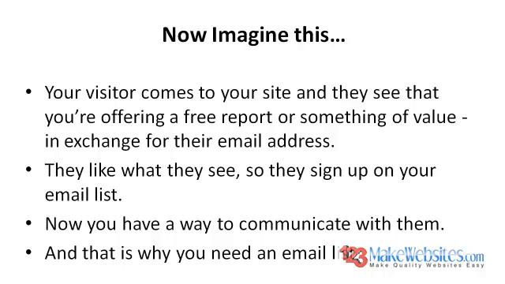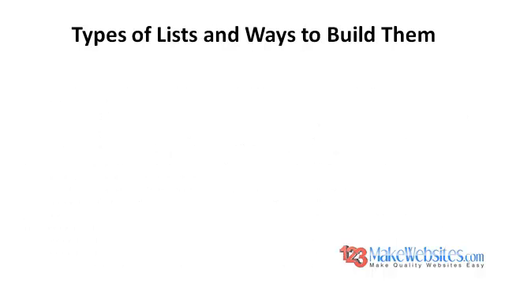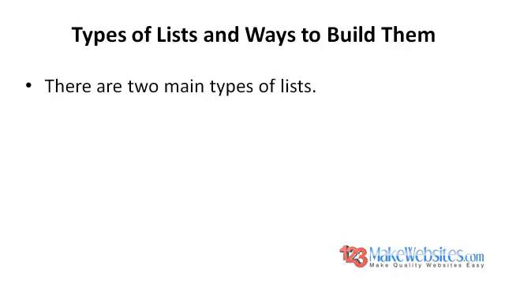And that is why you need to have an email list, so that you can communicate with your visitors who actually see value in the stuff that you are providing. Now let me talk about the types of lists and ways to build them. There are two main types of lists.